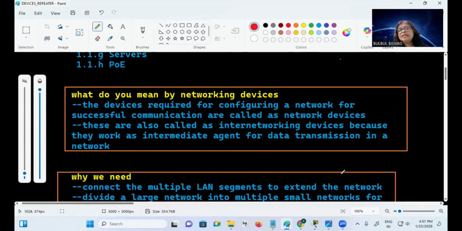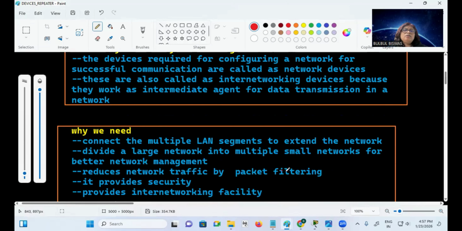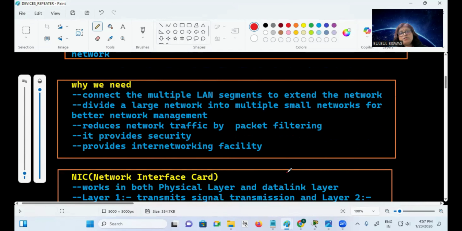Why are we calling it internetworking devices? Because these devices are responsible for the connectivity between the networks. If there are no devices, no networking is possible. So that's why we call them internetworking devices. These are working as an agent. These are forwarding the data packets from one place to another place. The question is, why do we need this type of devices?